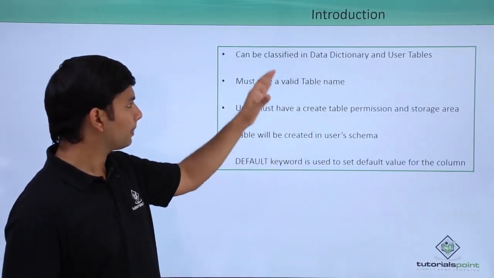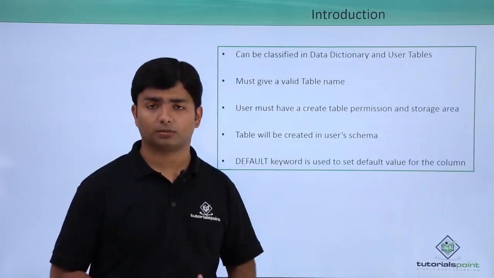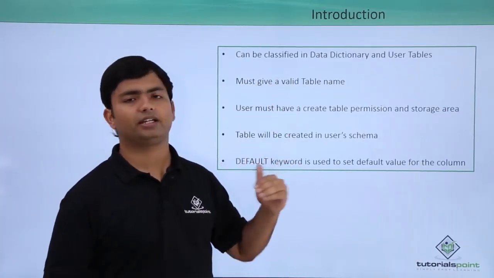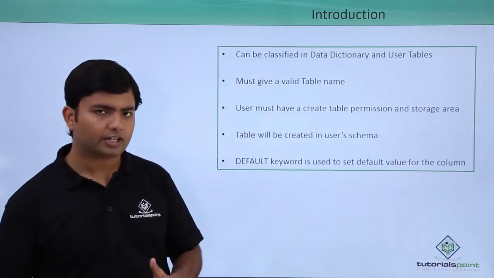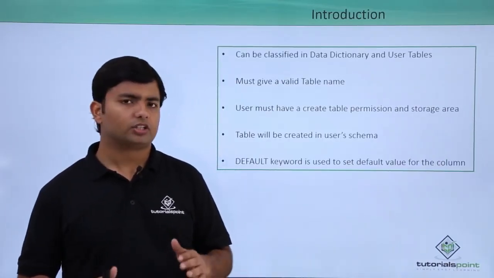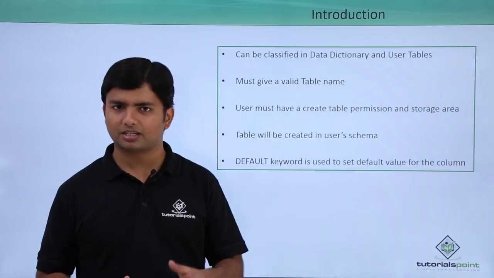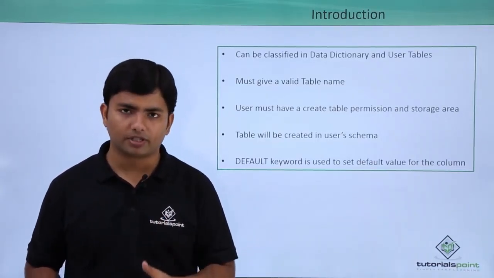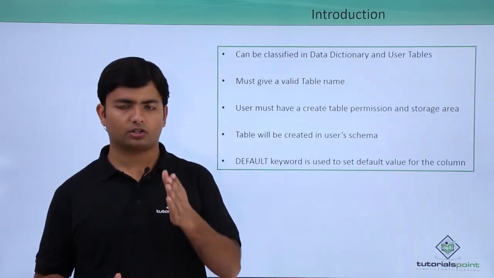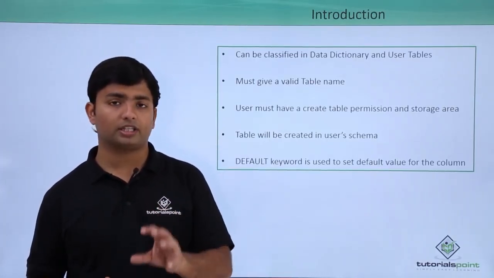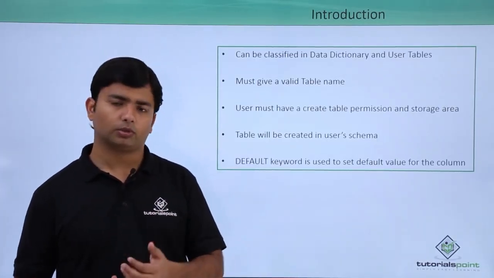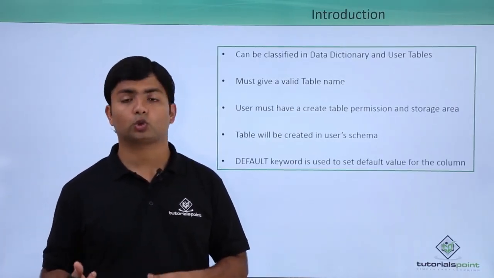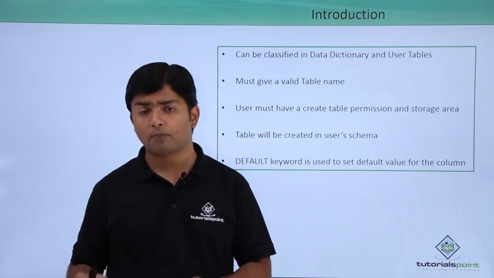While creating a user table, or I should say tables in general, you must give a valid table name. When I say valid table name, that means there should not be a space in the table name. The name must begin with an alphabet. No special character or number should be there at the beginning of a table name. Similarly, if there is any keyword in the Oracle database, you should not use that keyword as the name of a table.